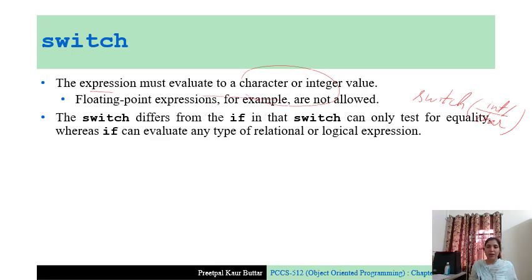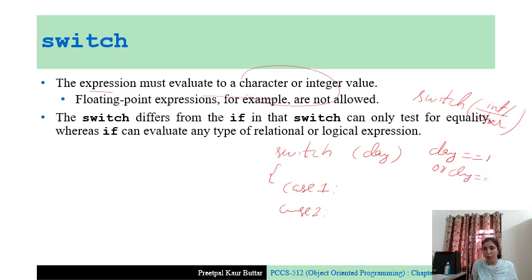What does this mean? Switch is checking for equality. In the day example, we write switch day, then case 1, case 2 and so on. It means we are checking for the value of day equal to 1 or value of day equal to 2 and so on. This is similar to if day equal to 1, do this, else if day equal to 2, do this and so on. So we are checking for equality.